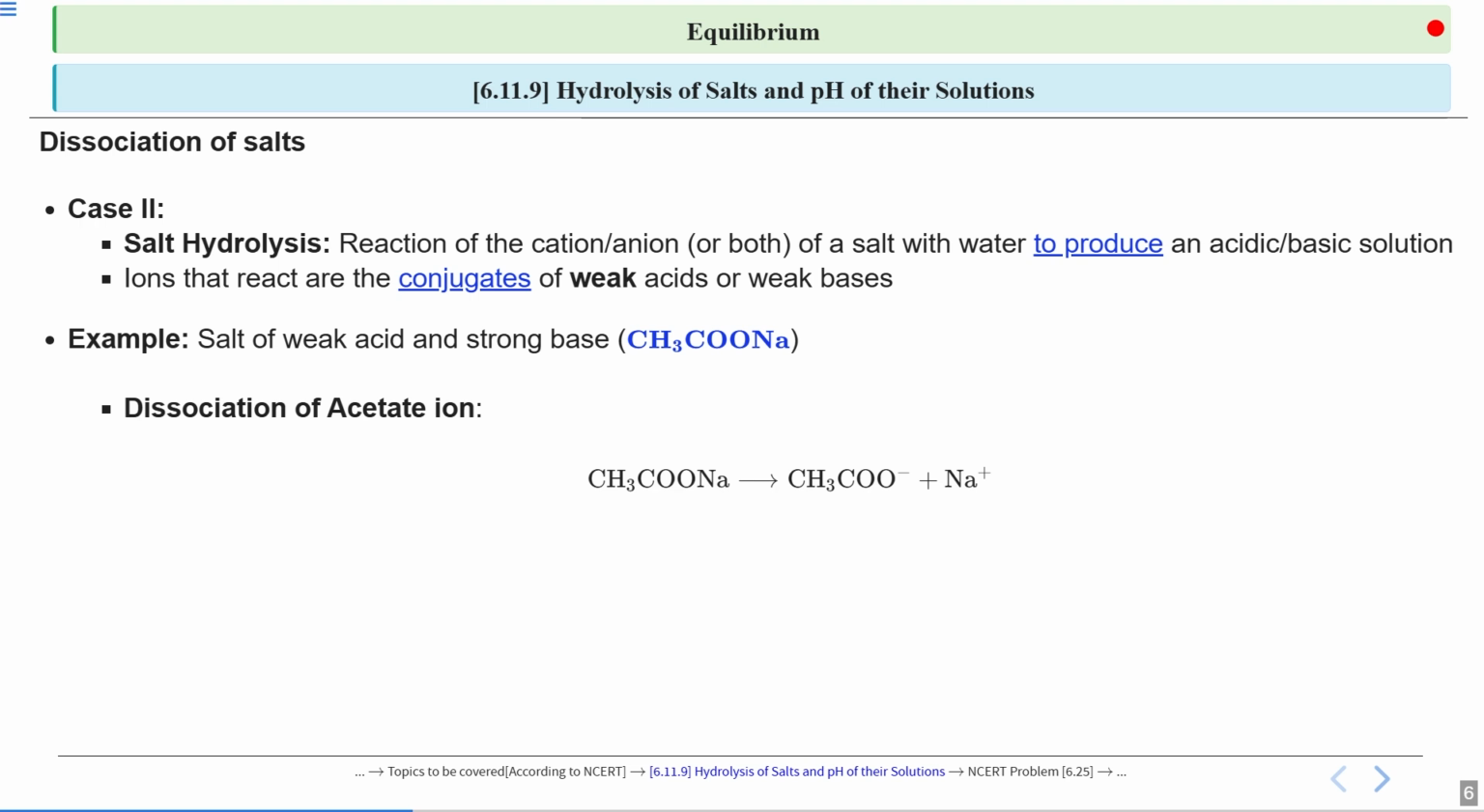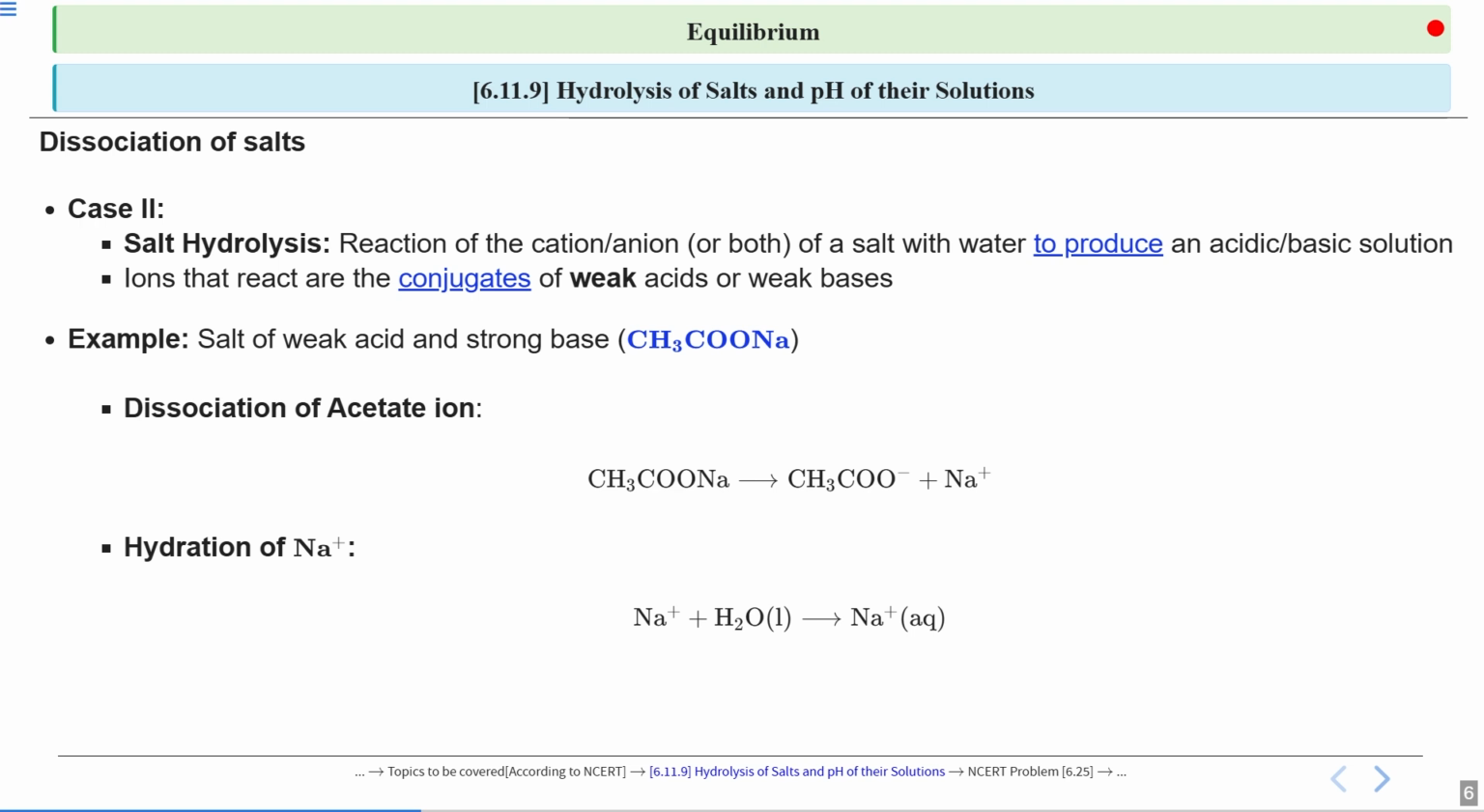Now you know it very well that this acetate ion is nothing but an anion of acetic acid, which is a weak acid. You can take any other acid which is releasing this anion, and in each case you will notice that your acid is a weak one. Similarly, if I talk about the sodium plus, then this cation is a part of a strong base. That strong base can be sodium hydroxide or any other, but for sure it will be a strong base.